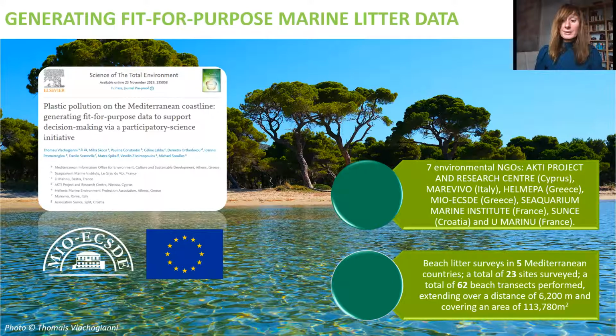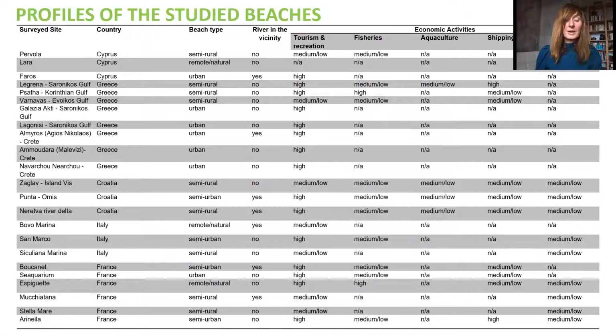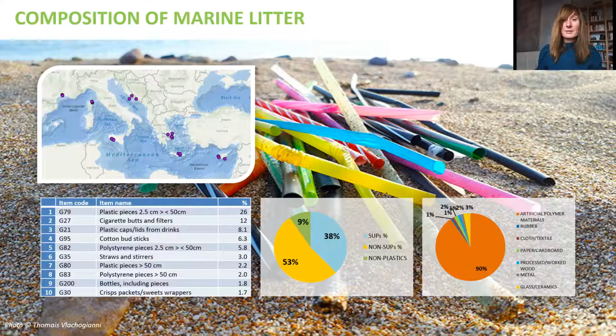Beach litter surveys were carried out in 5 Mediterranean countries where a total of 23 sites were surveyed. Some of them were located in coastal and marine protected areas. And here you can have an overview of the different features of the beaches, whether they were semi-rural, remote, urban, and whether they were in the vicinity of river mouths or not, and what kind of economic activities were taking place in these survey sites.